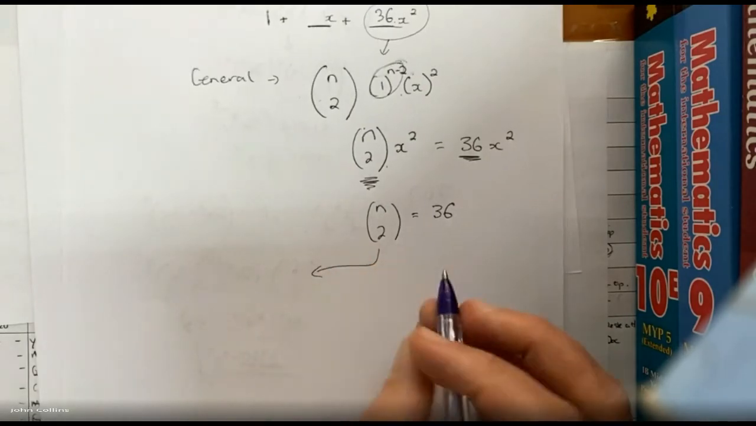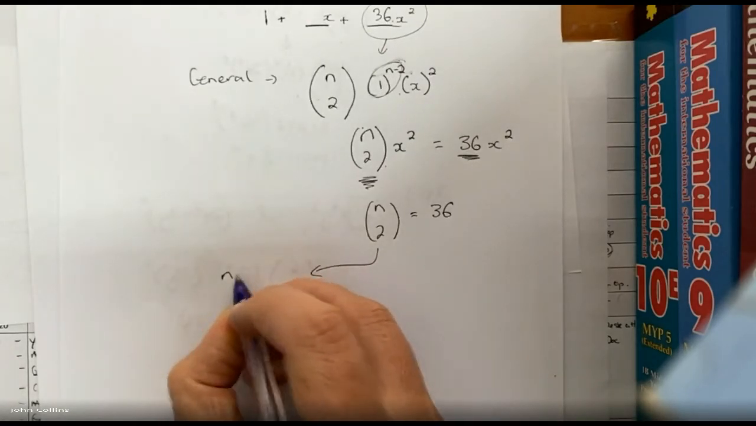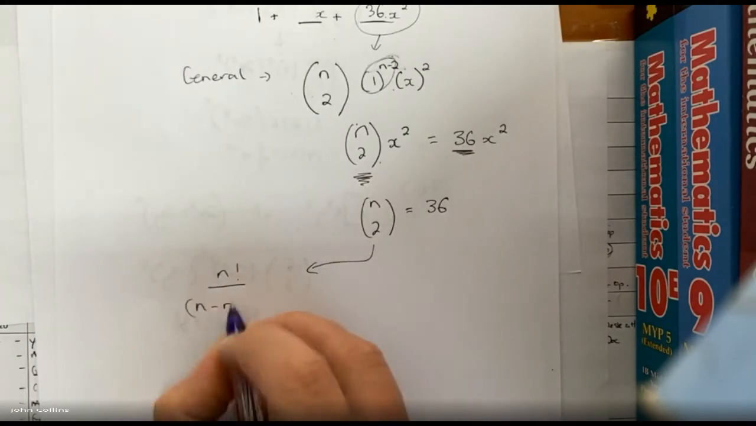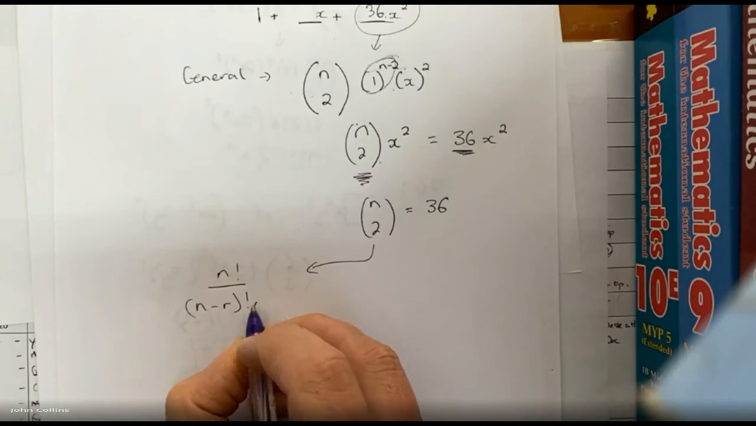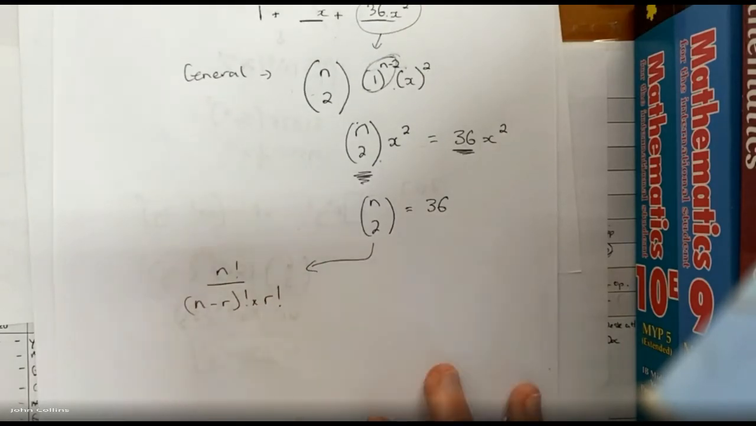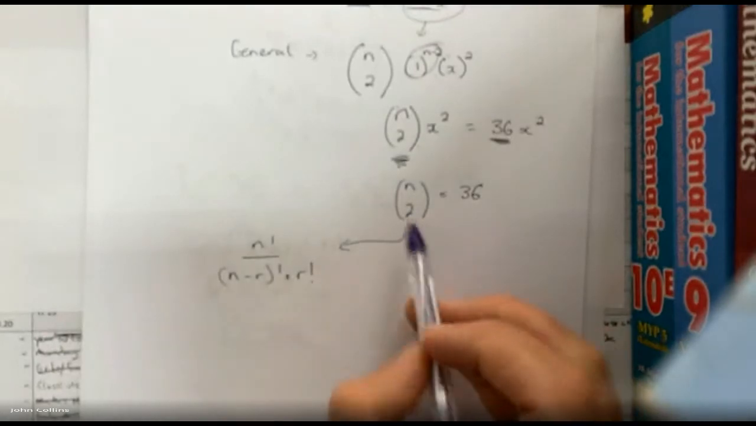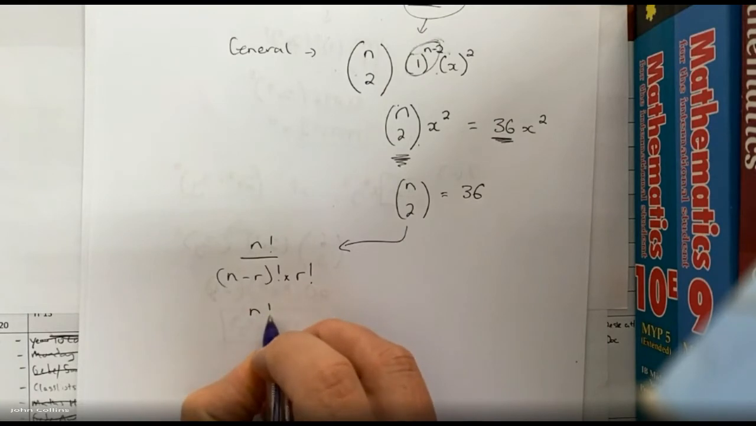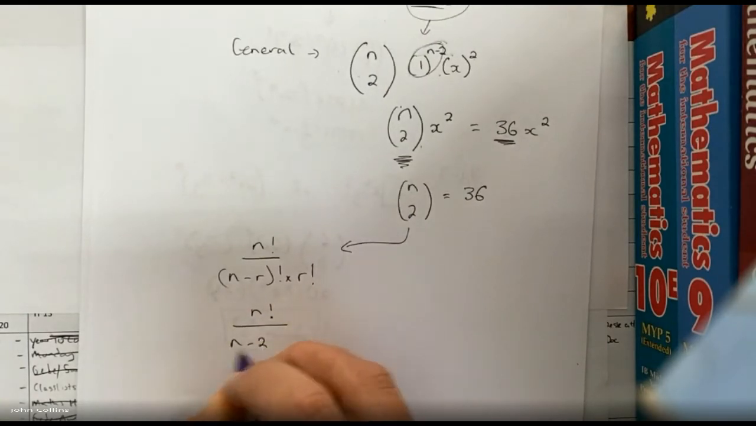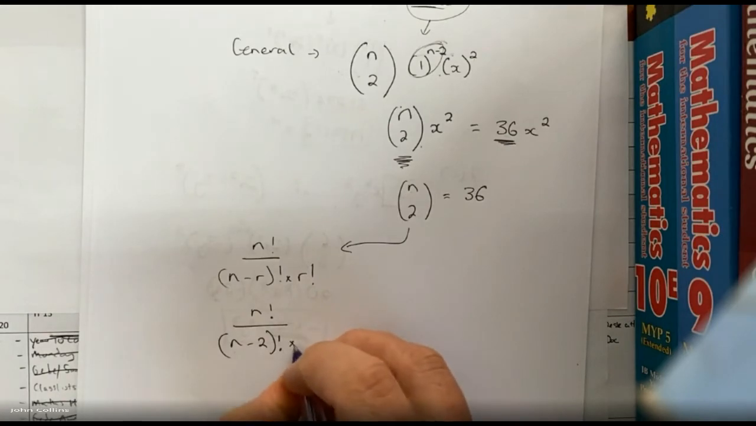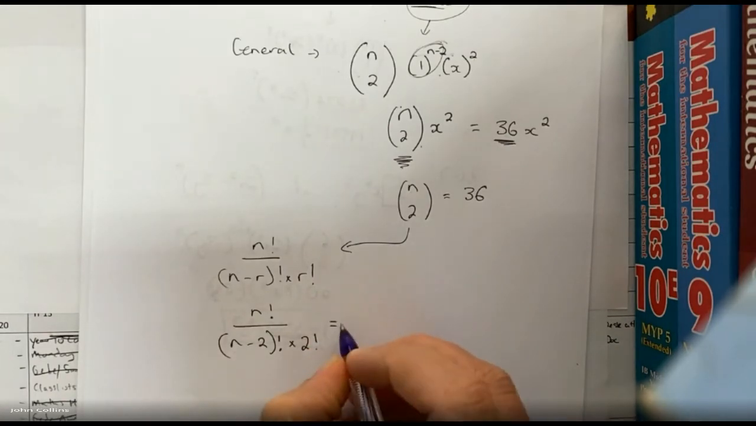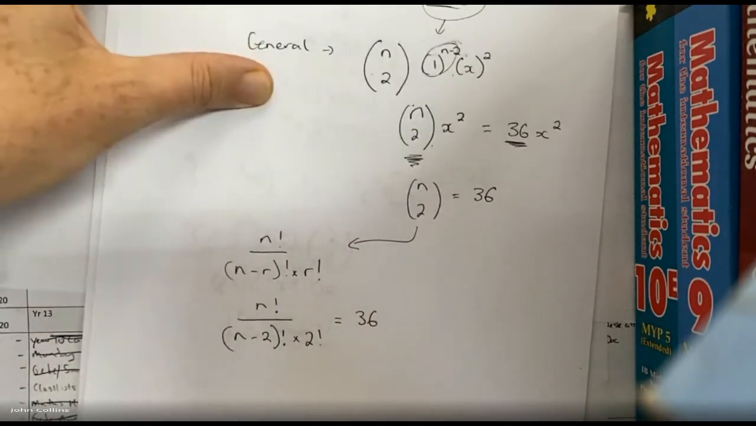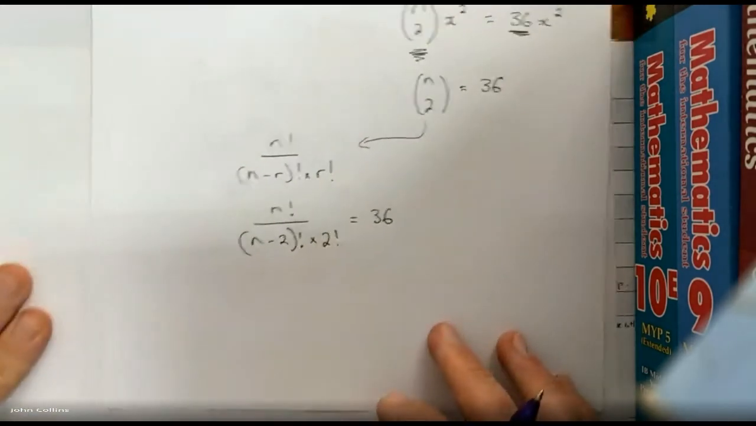The general formula has got to do with factorials. It was n factorial over (n minus r) factorial times r factorial. Okay. Now this is n and 2, not n and r. So I'll just put in 2 wherever r is. n factorial over (n take away 2) factorial multiplied by 2 factorial is 36. All right.